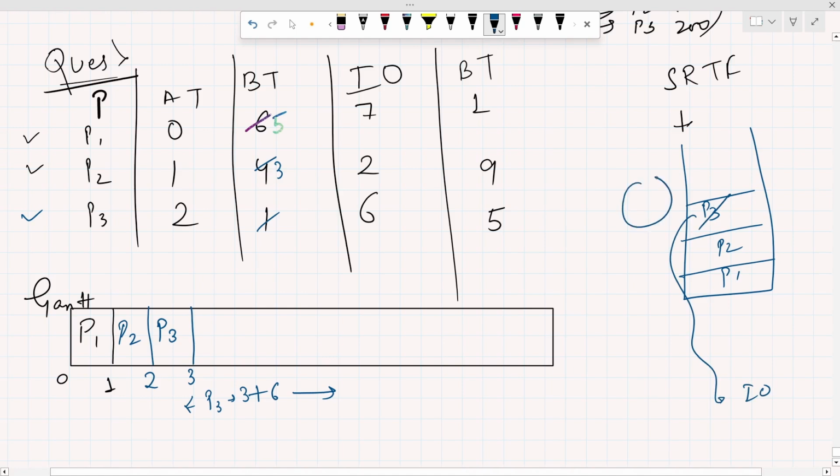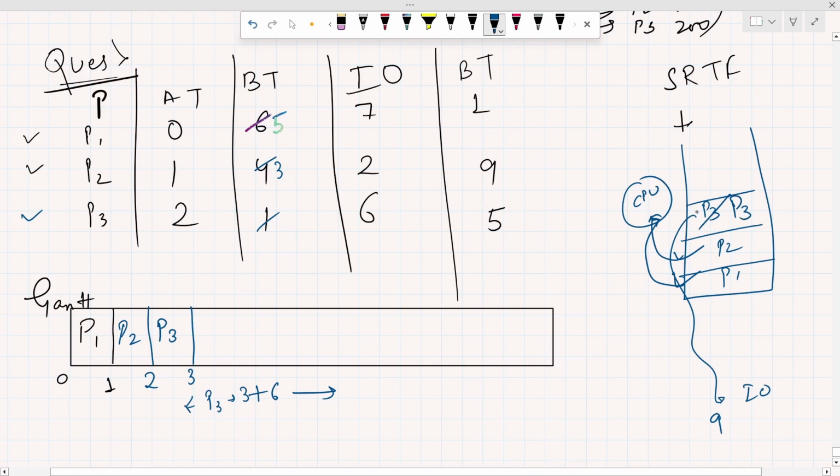This is what our CPU is. P3 goes for I/O operation. Now P2 and P1 processes can get the CPU, but P3 can't, because P3 is completed, it goes for an I/O operation. After completion of an I/O operation, in this case for P3, the completion time is 6 plus 3, which is 9. So at arrival time 9, P3 again comes in the ready queue.